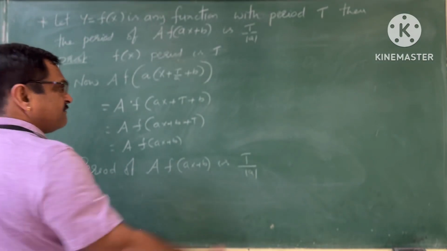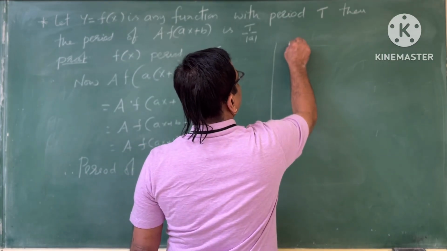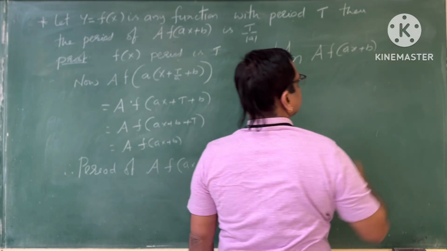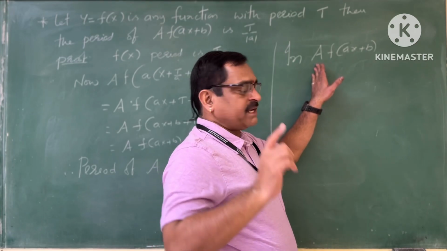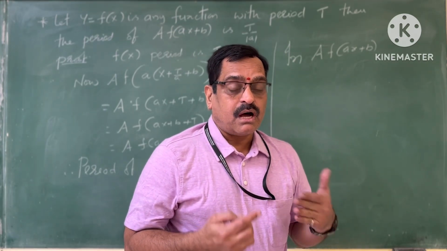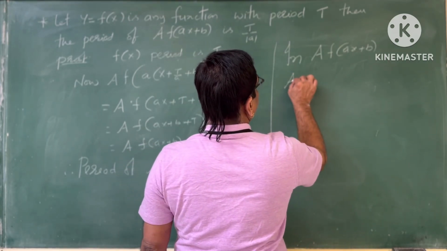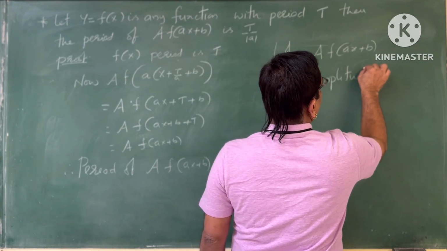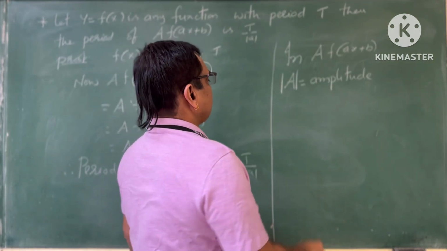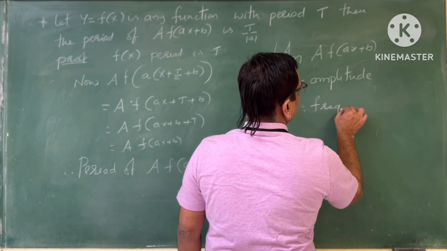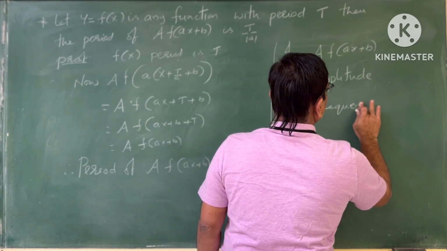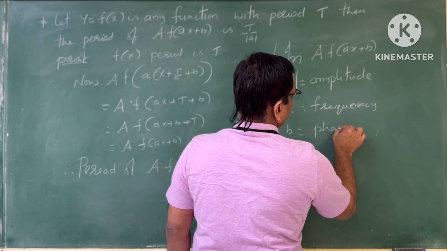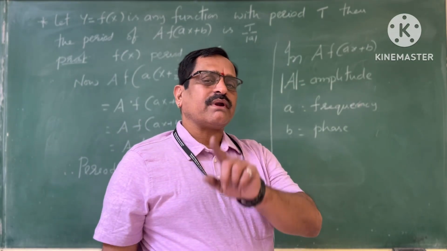Now here, a very important thing: in a times f of ax plus b, what do you call this a? The a is called amplitude, harmonic amplitude. Of course, we take mod. I will explain you by taking one example. And this b is called phase. Now I will explain you all these by taking one example.